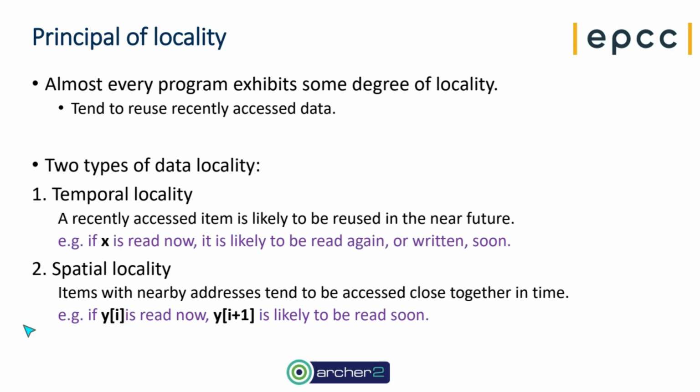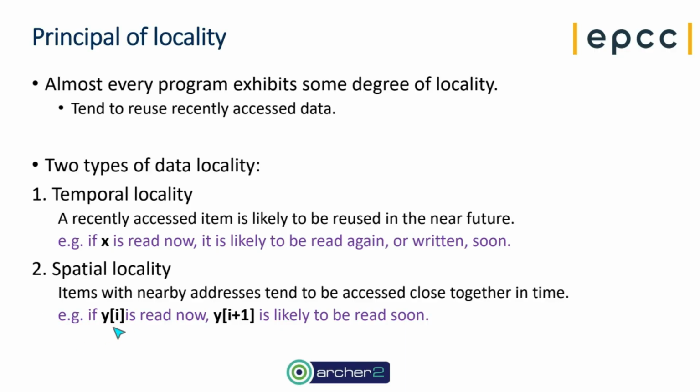So this means that we're relying on what's called the principle of locality. Thankfully, almost every program does exhibit some degree of locality, a tendency to reuse recently accessed data. We can think of this as two types of data locality. There's temporal locality, so locality in time, which says that a recently accessed item is likely to be reused again in the near future. So if a variable X is read now, it's likely to be read again or maybe written soon. The second type is spatial locality, in that items with nearby addresses tend to be accessed close together in time.